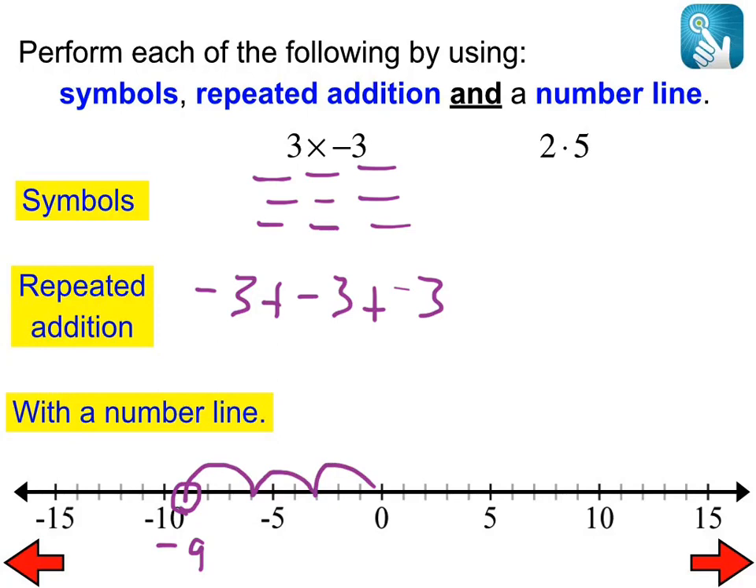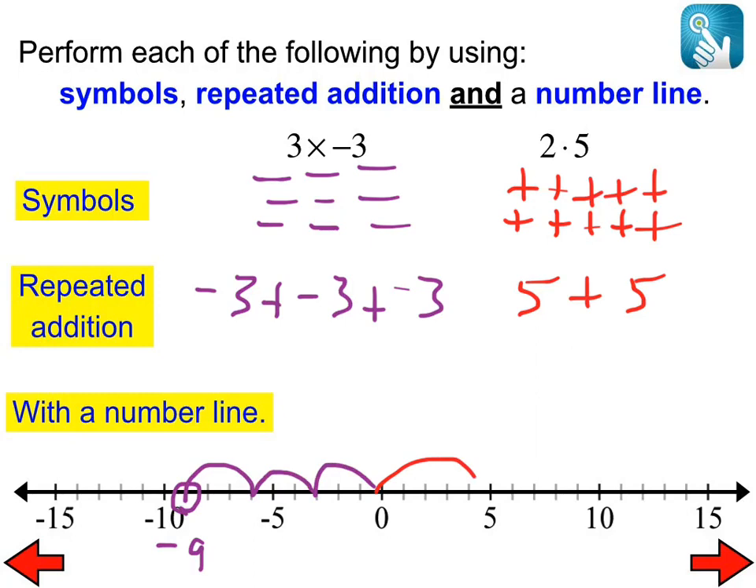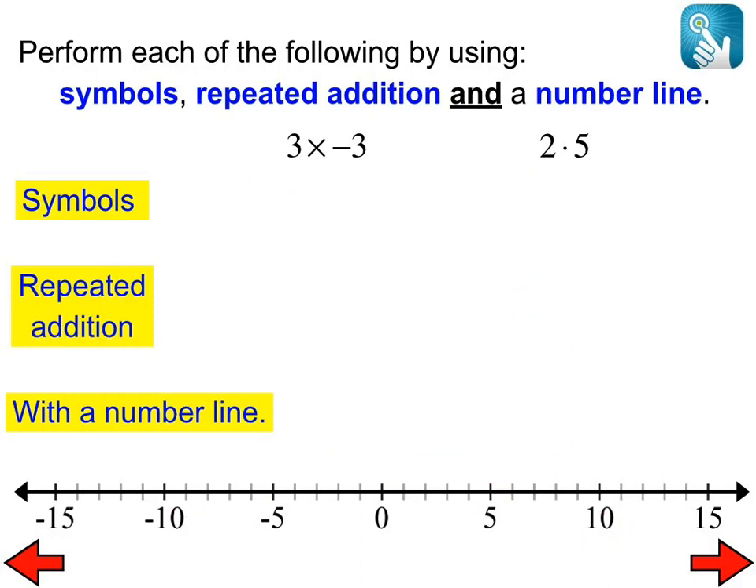For 2 times 5, that would be 2 groups of 5 positive. So 1, 2, 3, 4, 5. We could also think of it as 5 groups of 2, utilizing the commutative property. So that proves that that's 10. With repeated addition, 2 groups of 5, so 5 plus 5. That's another way of proving that it's 10. And 2 groups of 5, so 2 groups. I'm a little off there, but I think you get the idea there. So 3 different ways of proving each of those multiplication problems. So that should seem pretty easy.